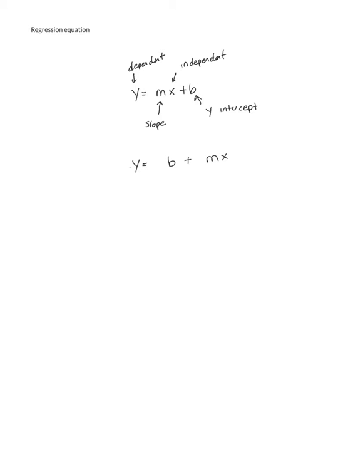Okay, so now what I'm going to do is keep two of the primary letters. I'm going to keep y, and I'm going to keep the x. What I am going to switch out, though, is the y-intercept and the slope of it. So before my y-intercept was b. Well, I'm actually going to keep the b. And then I'm going to replace the m with a b as well.